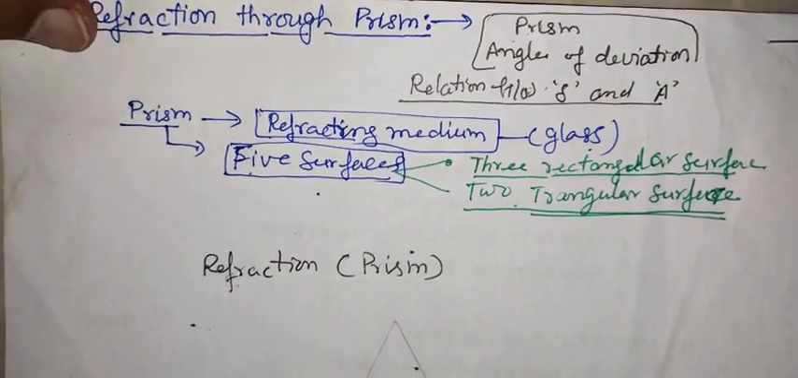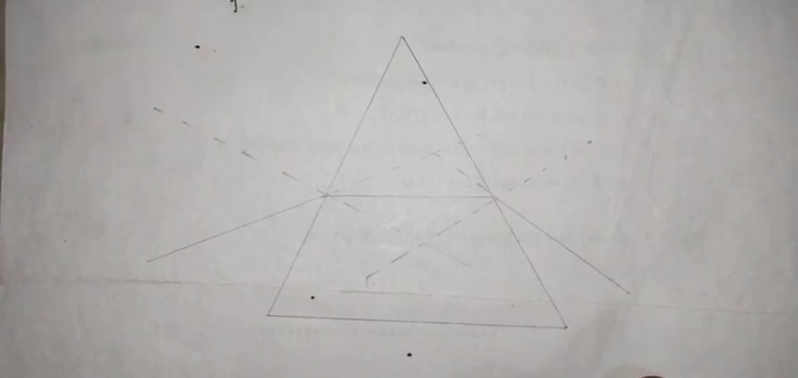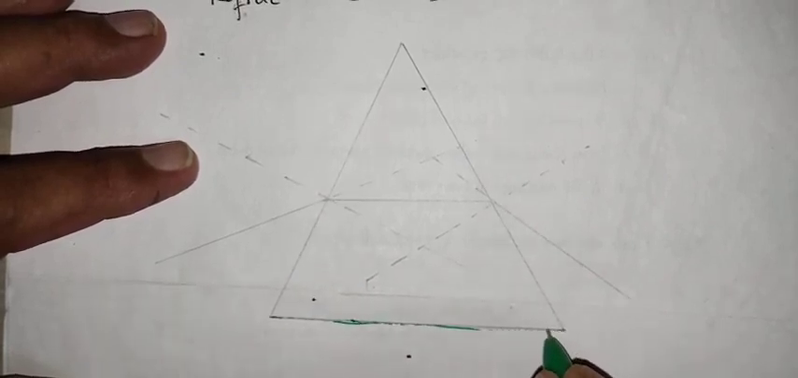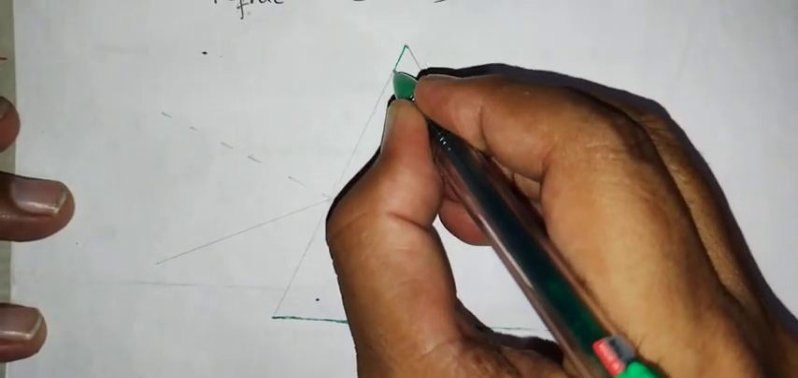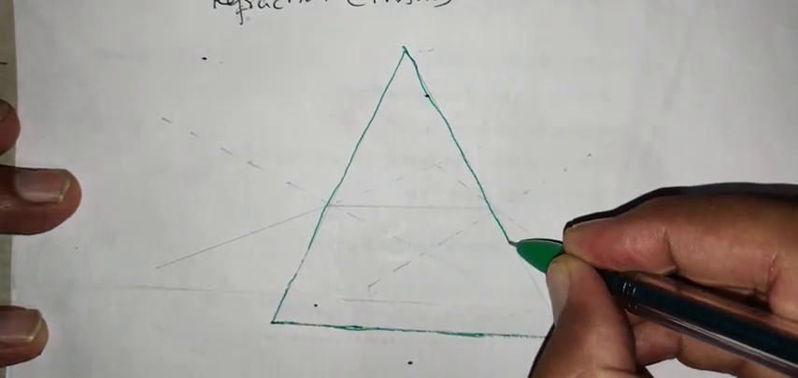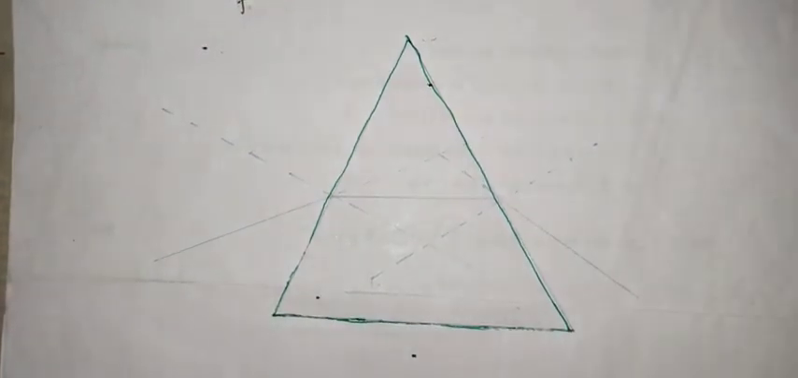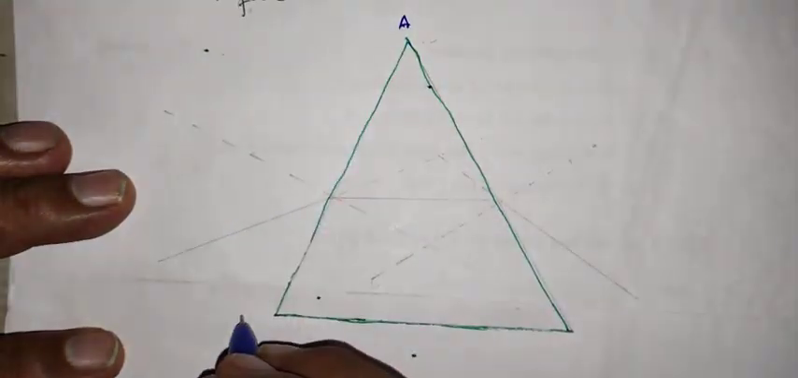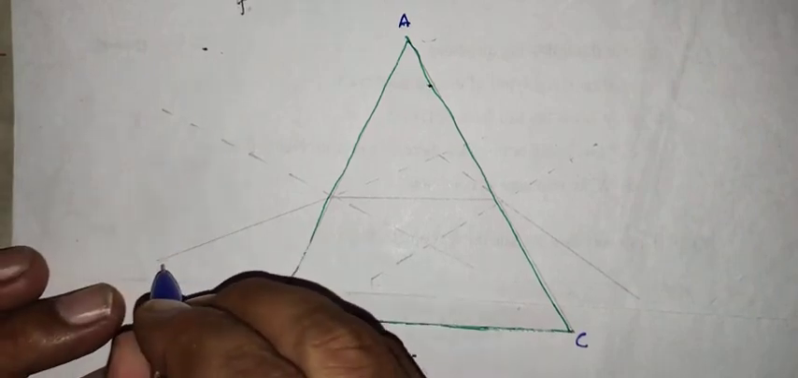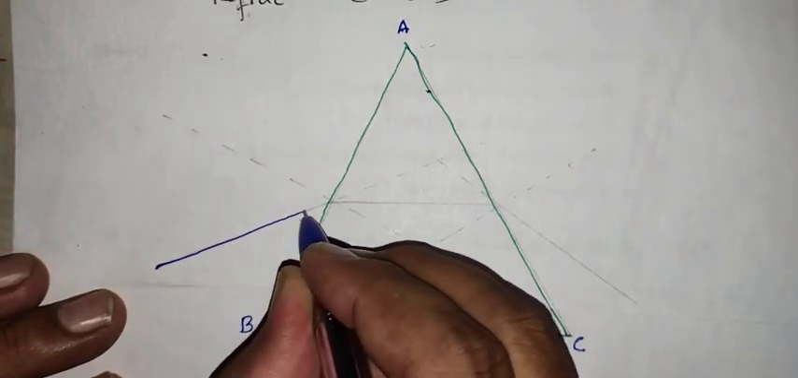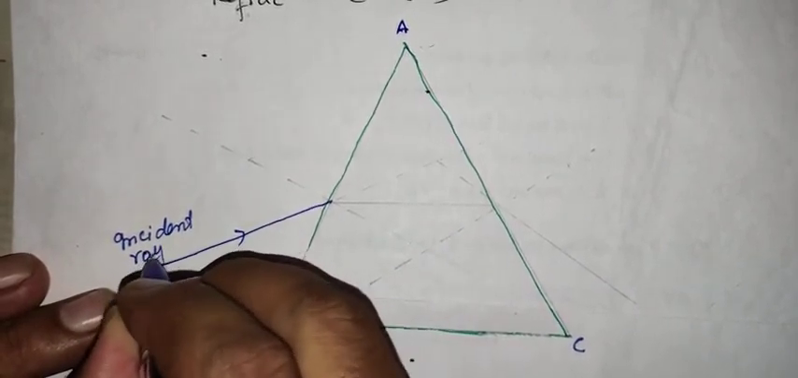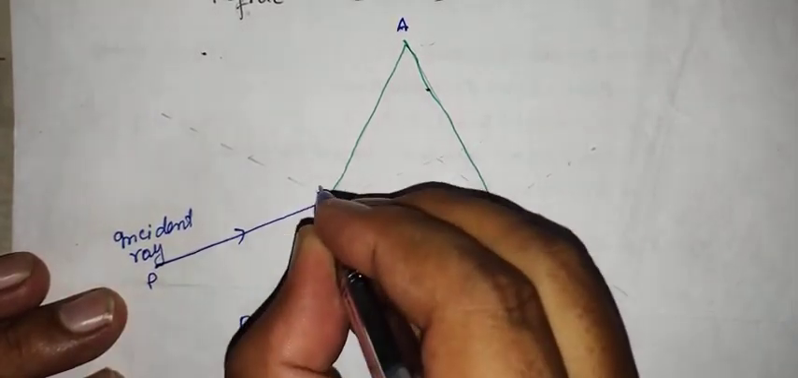Now see this refraction phenomenon here in this diagram. Here, see the green line. This triangular surface ABC represents a prism. Here in this prism we are going to take one ray of light. This is the incident ray, PQ.